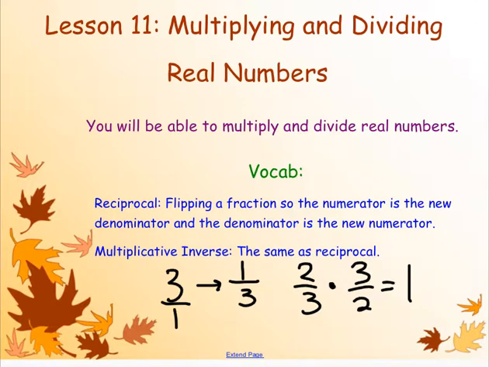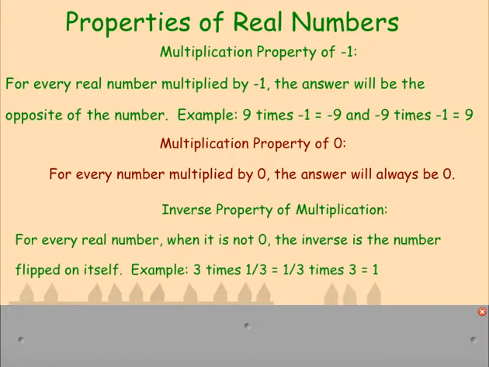So let's look at some of the things that are going on in this lesson. Alright, so some of the properties that we need to be familiar with are things like multiplication property of -1. Well, whenever we multiply a real number with -1, we will get the opposite of the number. So 9 times -1 is -9. -1 times -9 is +9. And the multiplication property of 0. Every number multiplied by 0 is 0. Regardless of what number, we multiply it by 0 and the result will be 0.